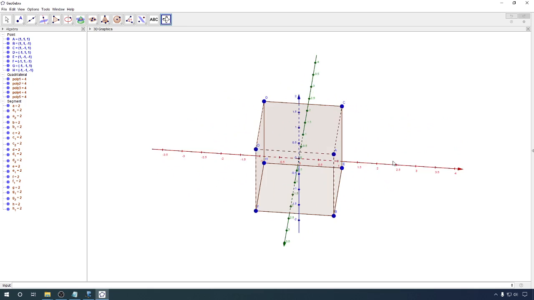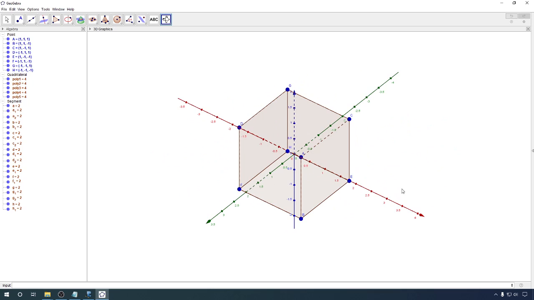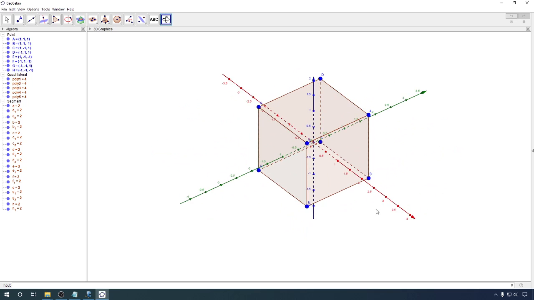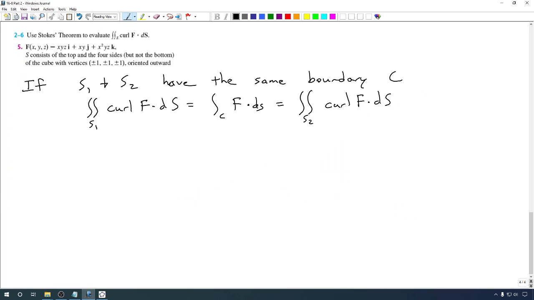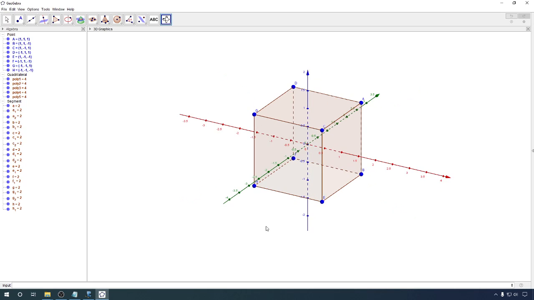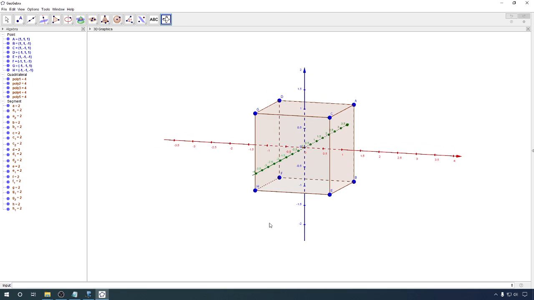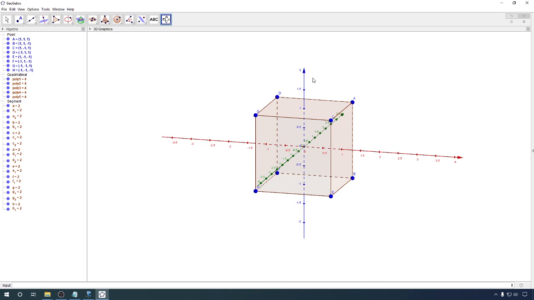Now notice I did not actually put in the last face down on the bottom, because that's our surface, remember, is the top and four sides, but not the bottom of the cube. And it says oriented upward, meaning that we're going to actually use the upward orientation for the top surface. The other ones, because they have to be normal, and they have to agree with that orientation on the top surface, are the ones going to be pointing outward.